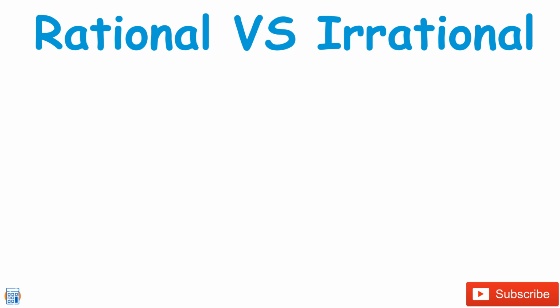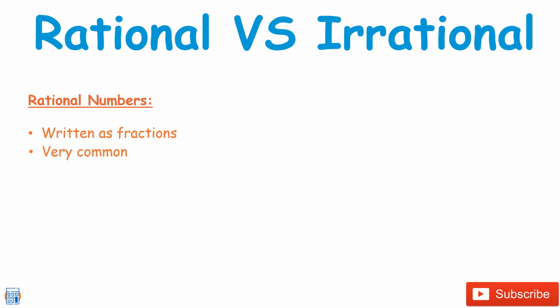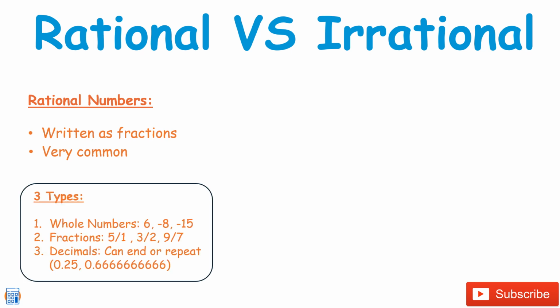So you have these things called irrational numbers. And you might be wondering, what is an irrational number? Well, I'll tell you. It is written as a fraction, and it is a number that is very common. So these are things that you will see all of the time. It's whole numbers, so it could be 1, 2, 3, minus 10, minus 12. It could be a fraction, so any fraction you can think of, a half, a quarter, a fifth, 3/2. It can also be any type of decimal, and it can end or repeat.